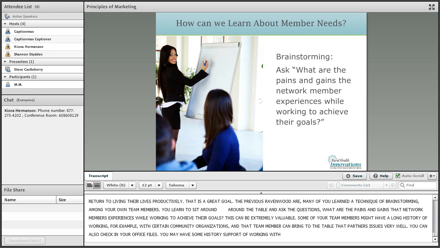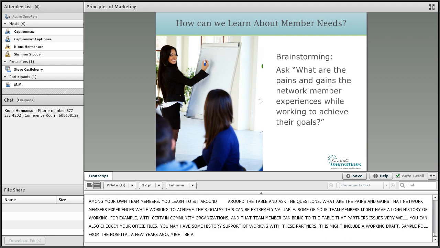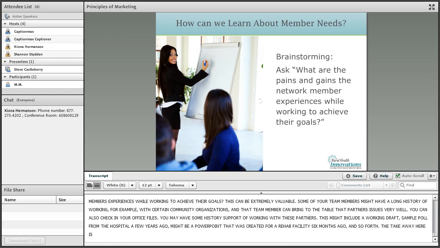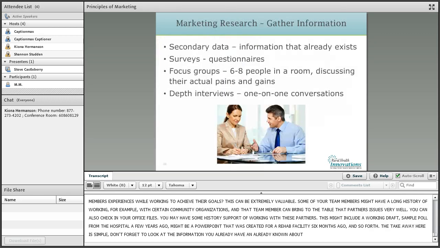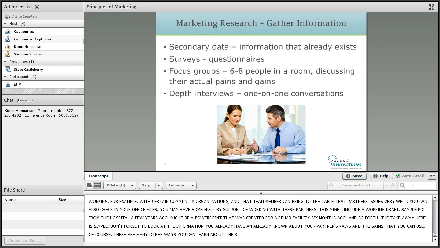You can also check in your office files. You may find some histories of working with these partners. This might include a working draft, let's say, of a proposal with a hospital a few years ago. It might be a PowerPoint that was created for a rehab facility, say, 6 months ago, and so forth. The takeaway here is simple. Don't forget to look at the information you already have and already know about your partner's pains and what gains that they can use.